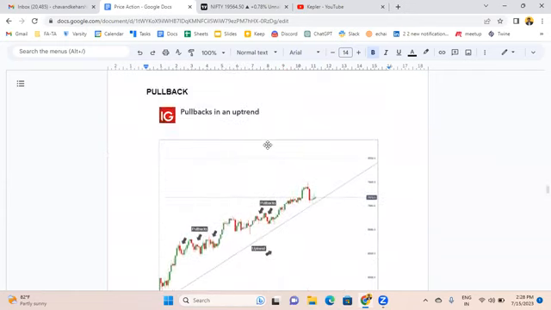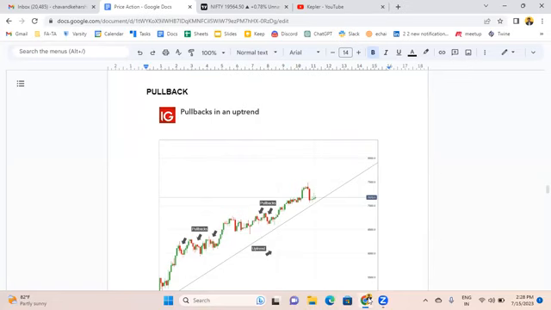Another very important concept: what is a pullback? Pullback is also known as retracement or correction. Let's say the market is in an uptrend. It's not like the market will pump up continuously, right? Because there might be some 10-20% of sellers who will try to bring the market down. So this is the correction. This is the pullback, the retracement, we can say.